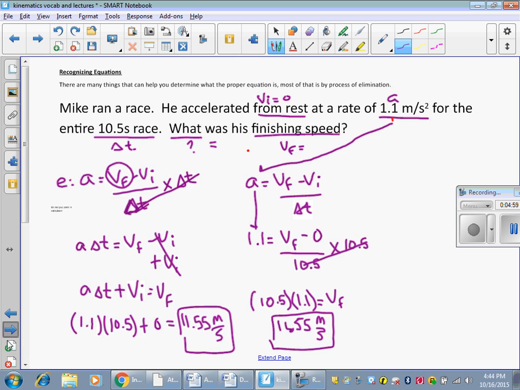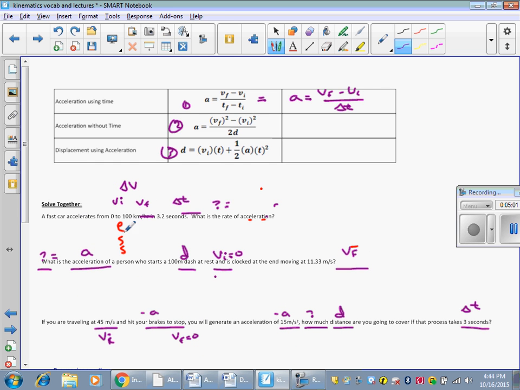When you work out another one, I'm going to work out a fast car accelerates from 0 to 100. So, okay, we got to pick the equation, right? So what equation uses all three of these? I want you to pause and try it. Pick the equation that matches all of these letters, all these symbols, and write it down. Pause it and try.